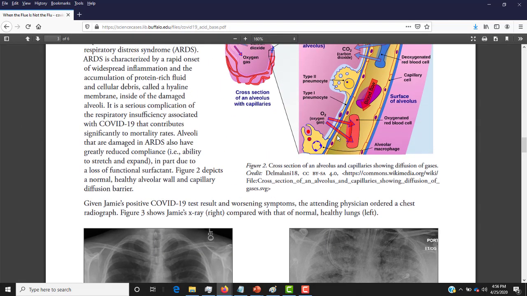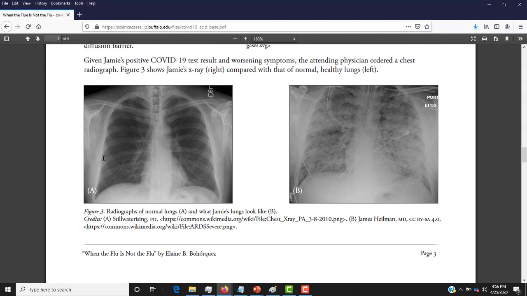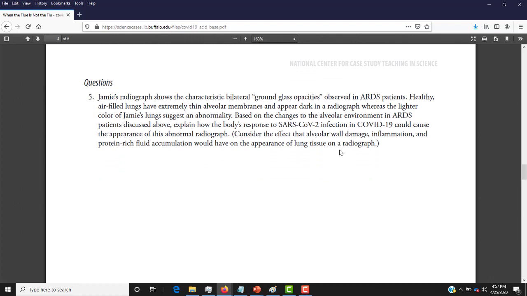And the answer to that question is actually given to you in the paragraph right above it, up here. ARDS is characterized by rapid onset of inflammation and the accumulation of protein-rich fluid and cellular debris. That debris that's being leaked out from the alveoli is causing the buildup of that fluid, which is what you see in this radiograph here. So the answer was given to you, both in the preceding paragraph and within the question itself. So that's what I was looking for in number 5.